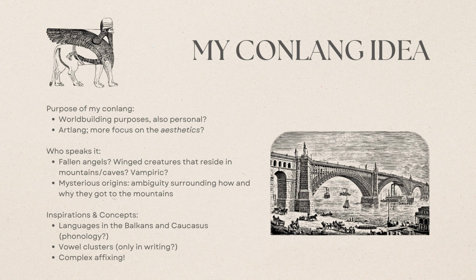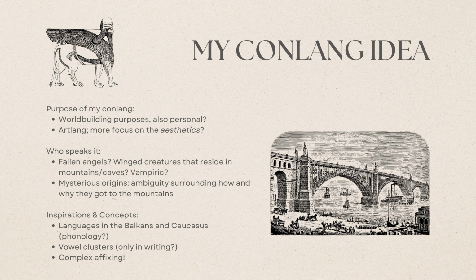So I'm thinking that these could be spoken by these winged creatures that reside in mountains, caves. Maybe they're vampiric, they live in the dark, they're like bats. And again, it's for world building purposes. I might use this for a D&D campaign, for example. And I kind of want that mysterious vibe with it. I kind of want their origins in the mountains to be ambiguous. You know, why did they come to the mountains in the first place?